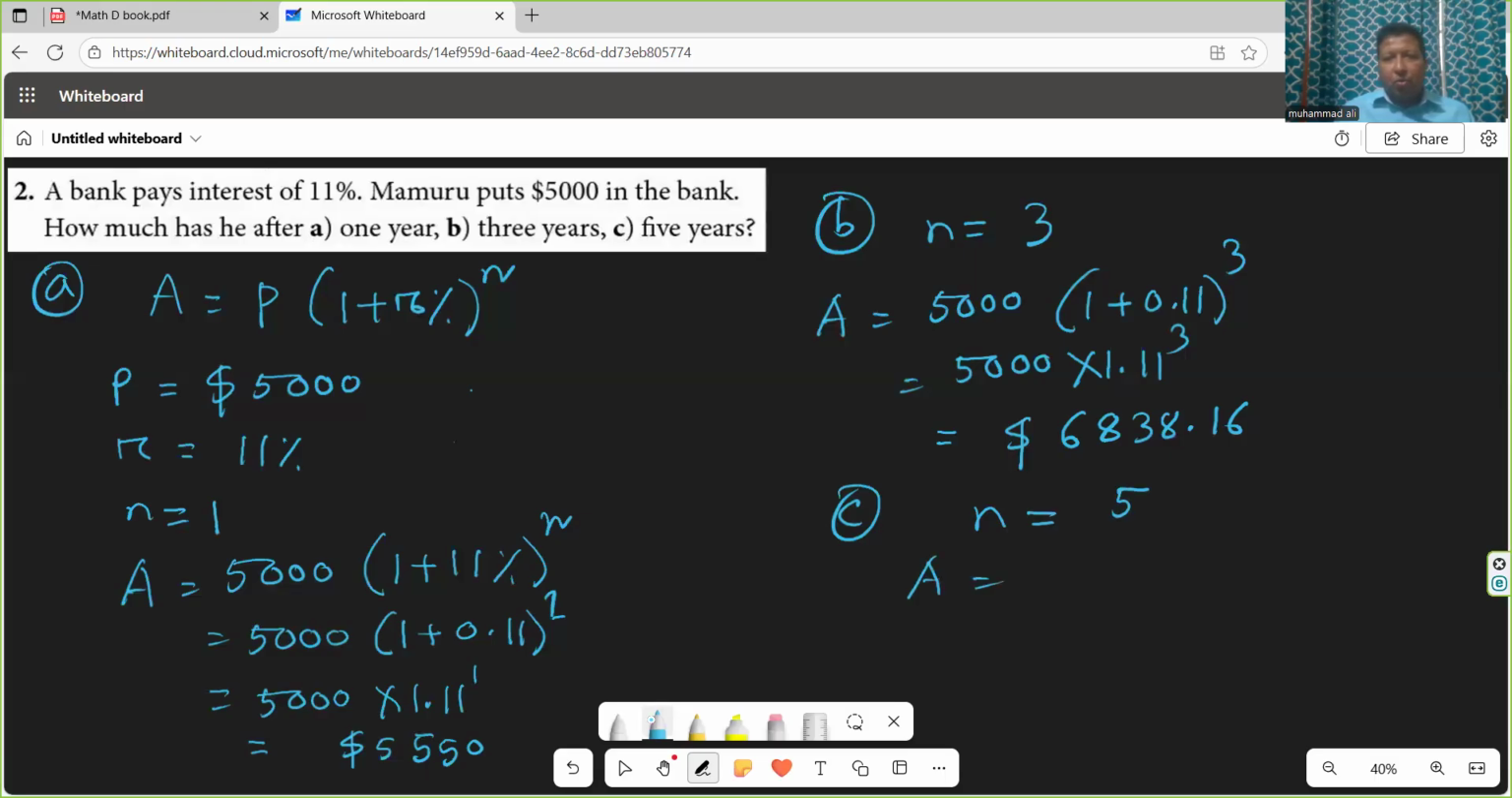Number C, here N equals 5. So amount equals 5,000 (1 + 11%, means 0.11) to the power 5. So finally 5,000 multiplied by 1.11 to the power 5. So it will be $8,425.3. So this is question number 2. It is completed.